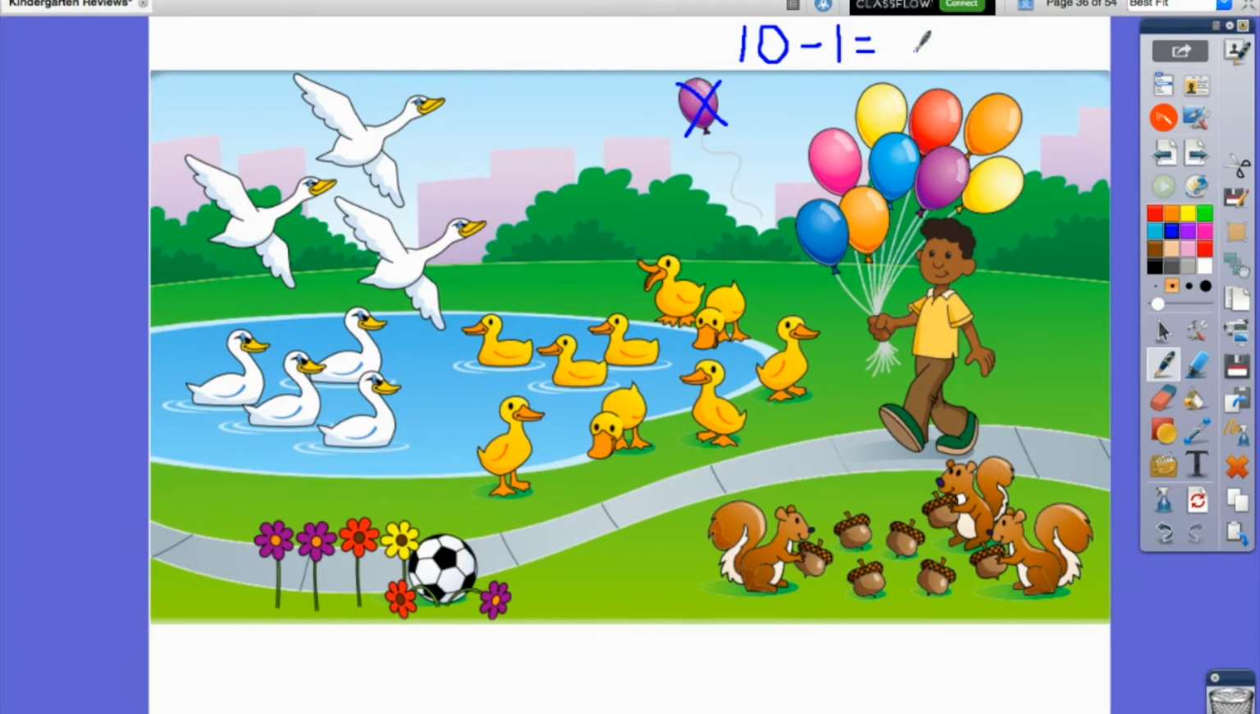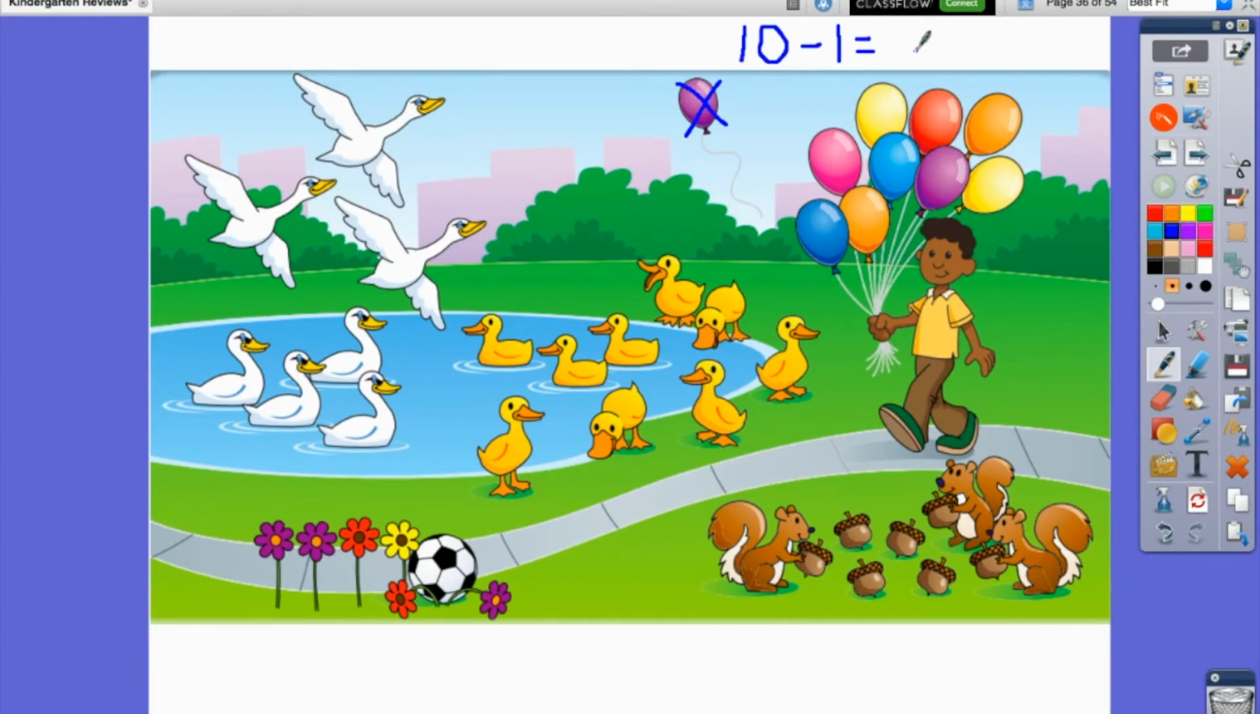We can do this with our fingers. Hold your fingers up in front of you. And I want you to put up all 10 fingers. If we take our 10 fingers to show the 10 balloons, and one of them is getting away, let's fold down one finger. How many fingers do we have left?